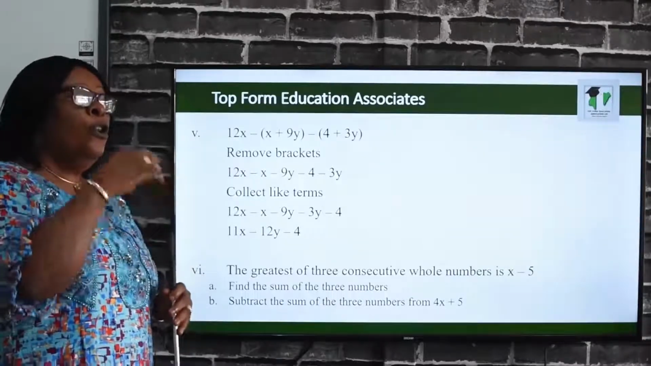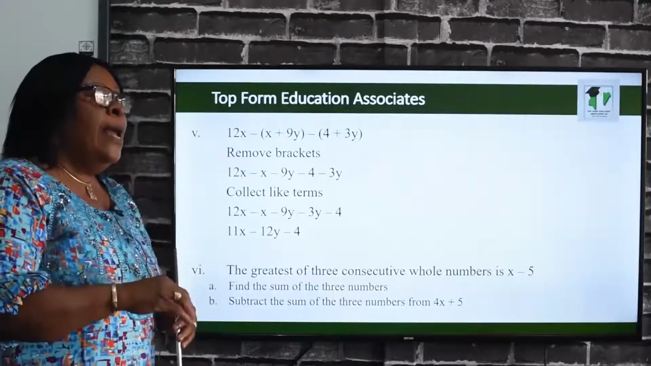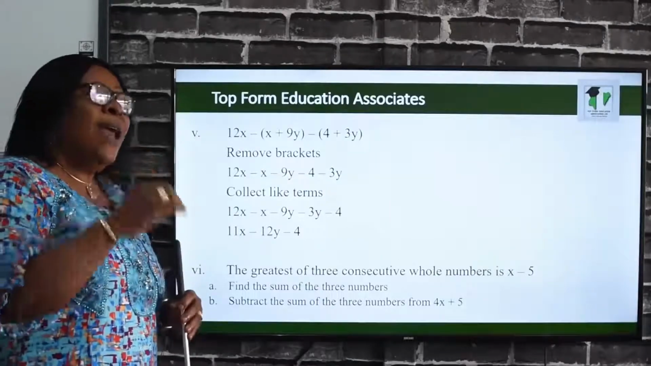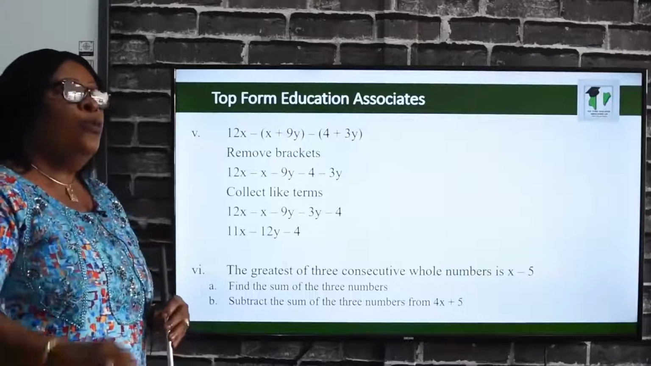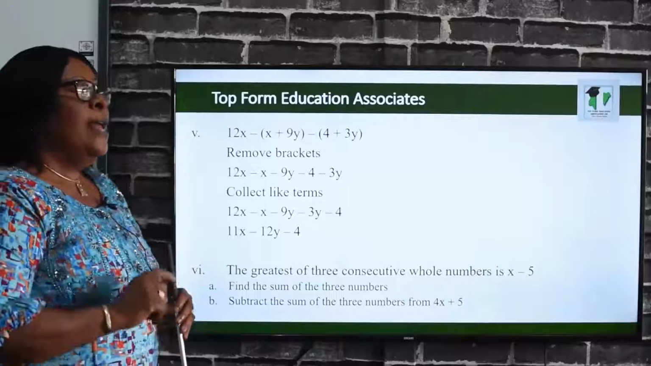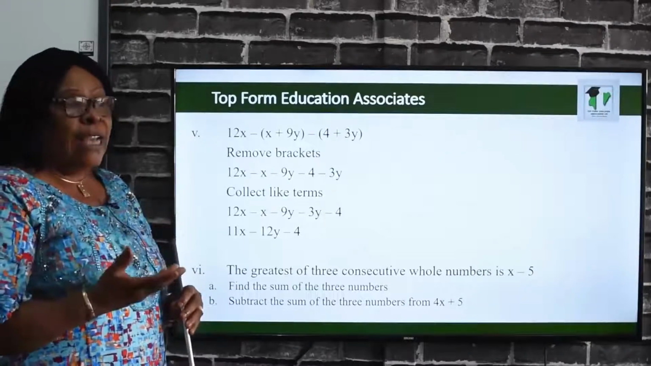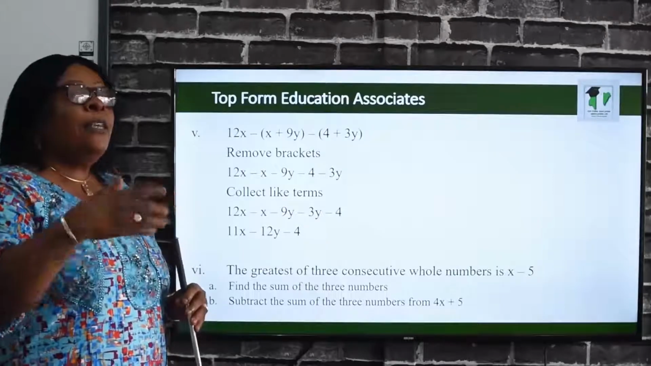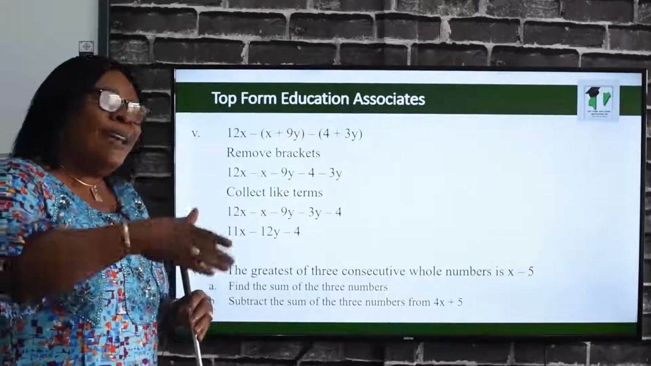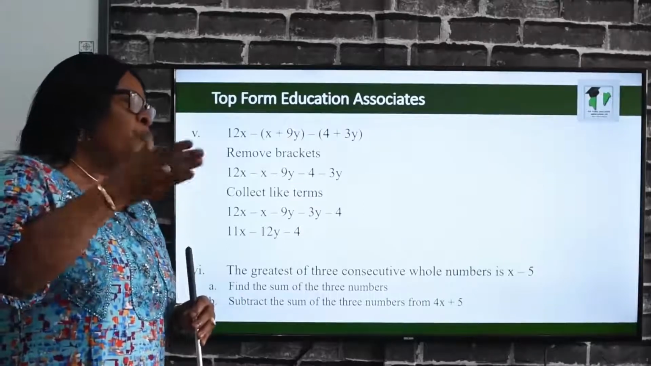You can still have consecutive even numbers. So if it is an even number and the first is x, the next even number will be x plus 2. The next will be x plus 4. Even if you are given that x plus 1 is an even number, because you don't know what x is, the next consecutive even number to x plus 1 should be x plus 3. The important thing is that x is a number which you do not know.